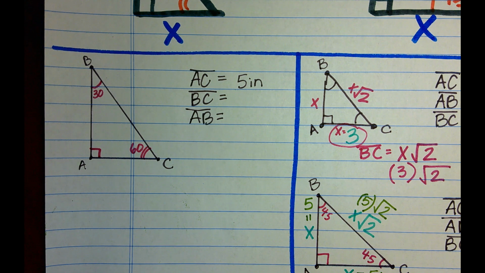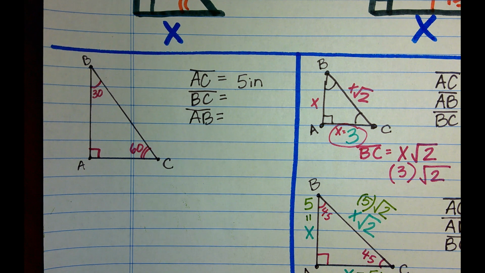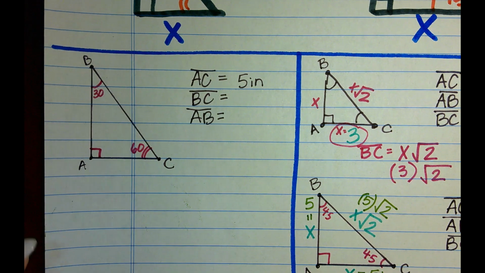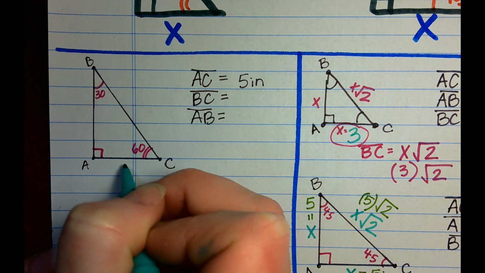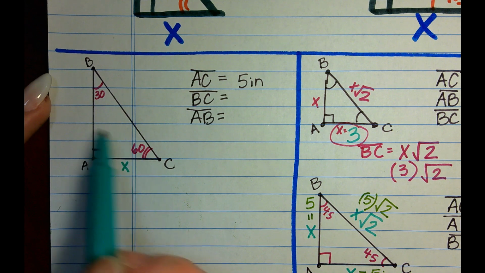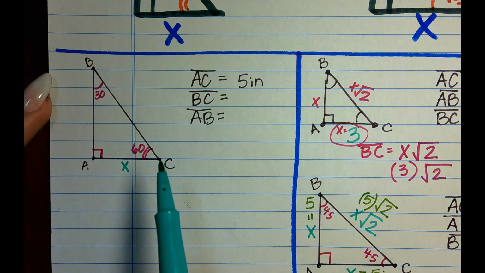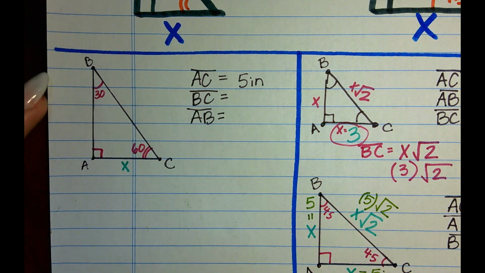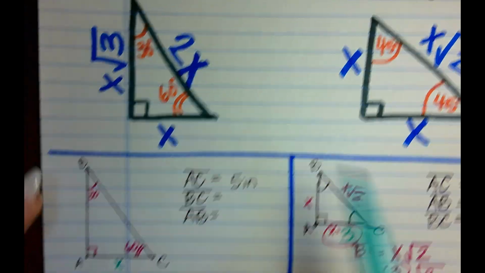First, let's label our sides with their special values with all the X's. My shortest side, across from 30, what's that labeled as? X. How about my longer side across from 60? X radical 3. Yes, this one is X radical 3.